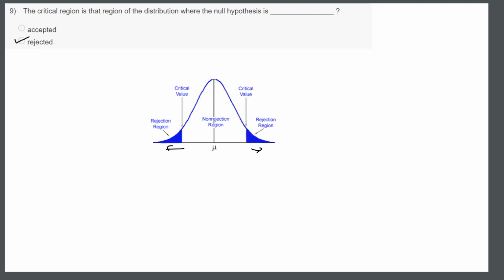Okay. Moving on to the next question. The critical region is the region of distribution where the null hypothesis is rejected. Actually, critical region means the region where you will be tending to reject the hypothesis. If the obtained value is greater than the critical value, then it will fall under the non-rejection region. If it is less than that, it will fall under the rejection region.